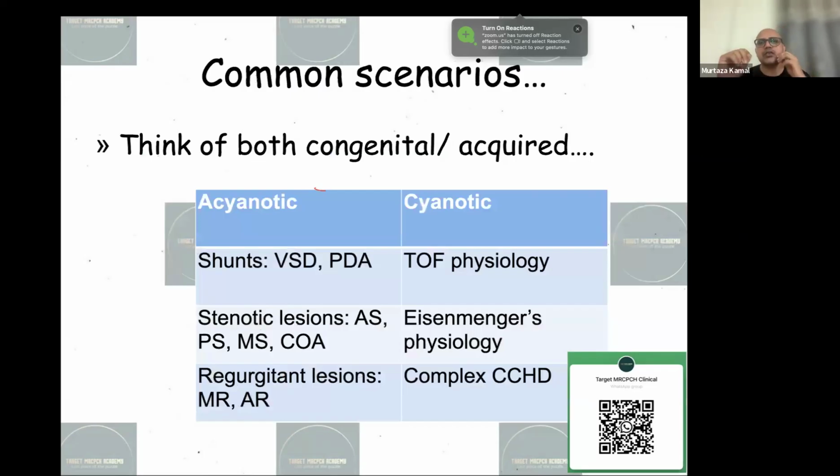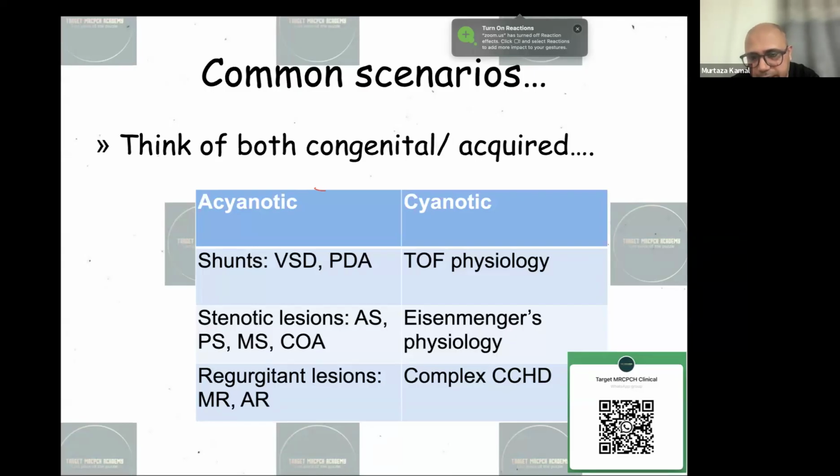Normally, with regards to the common scenarios, think of both congenital and acquired causes. In acquired, the most common is rheumatic. So think of both of these and classify the things. If it is congenital, classify it into two parts: cyanotic, or, if it looks non-cyanotic, acyanotic. In the acyanotic group, the examination cases mostly given are ventricular septal defect and PDA. There can be stenotic lesions in the form of aortic stenosis, pulmonary stenosis or mitral stenosis, or even coarctation of aorta. Regurgitant lesions mostly given are MR and AR.